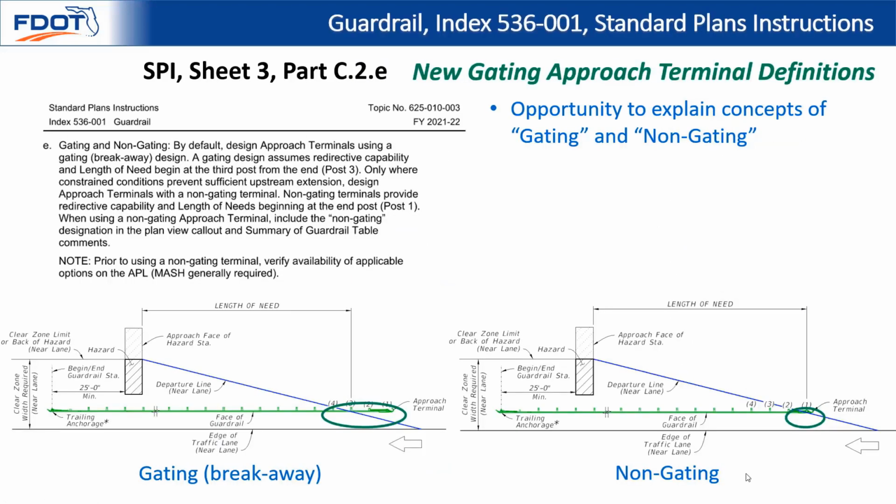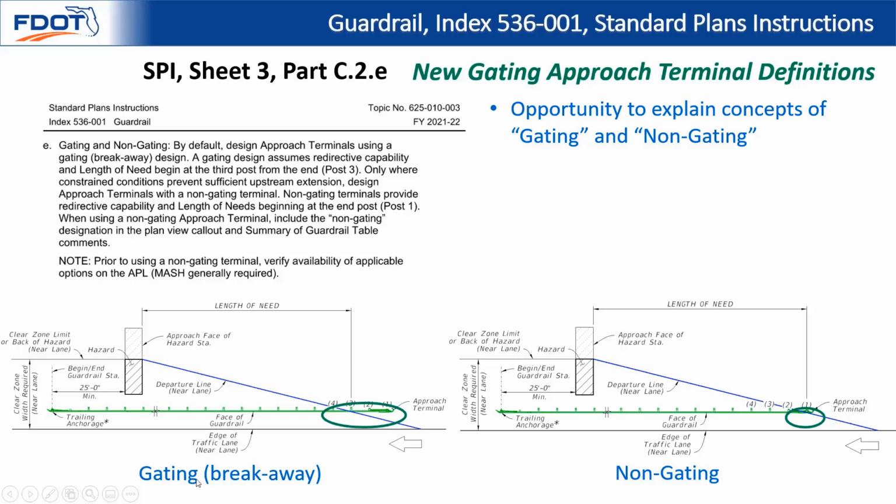Okay, now we're moving on to changes to the standard plans instructions for guardrail, still index 536001. Here we've added some new gating approach terminal definitions. We had always had the gating approach terminal option, but saw a need to explain the difference between the two. So now that's located in part C2E. With this new addition, we saw the opportunity to explain the concepts of gating and non-gating for those that may not be familiar. So we placed a couple drawings down here to explain the basic concept.